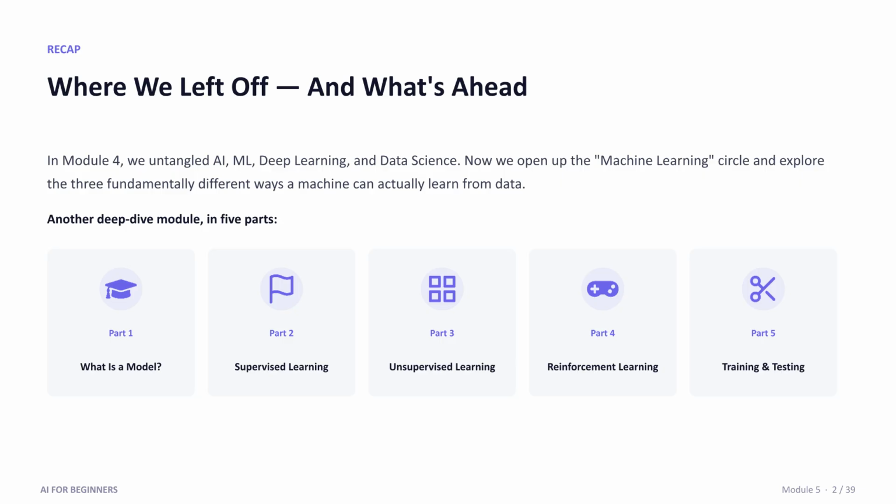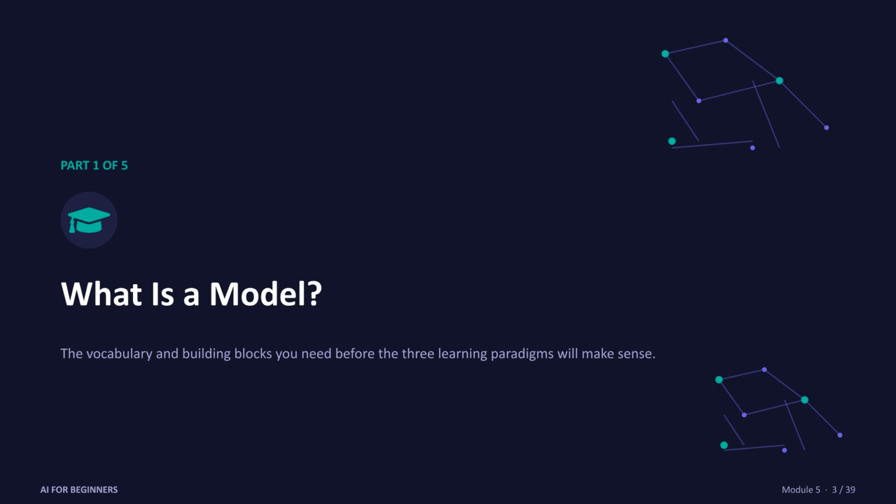In our previous module, we mapped out the AI landscape. Now we zoom in on the core of machine learning itself. We have a 5-part journey ahead, starting with the basics of what a model is, before exploring the 3 main learning paradigms: supervised, unsupervised, and reinforcement learning, and finally, how we test them. Let's start part 1 by building the vocabulary you need to make sense of everything else.